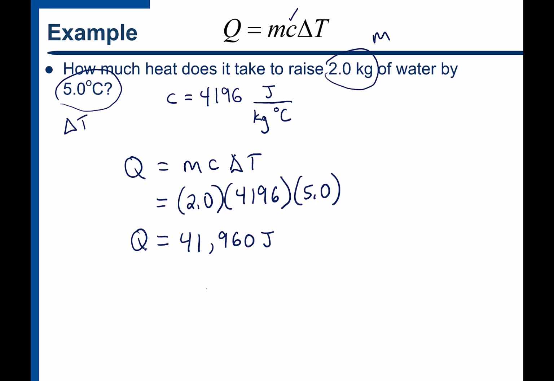Remember, one of the points that we made in an earlier video is that the joule is a relatively small unit of energy. So 2 kilograms is not a lot of water, and a 5-degree temperature change is not a huge temperature change, but that requires a lot of heat in joules because a joule is not a very big unit. Also, we might want to rewrite this in scientific notation just for practice. So I'm going to just round it to 2 significant figures here. So 4.2 times 10 to the 4th joules would be our answer.